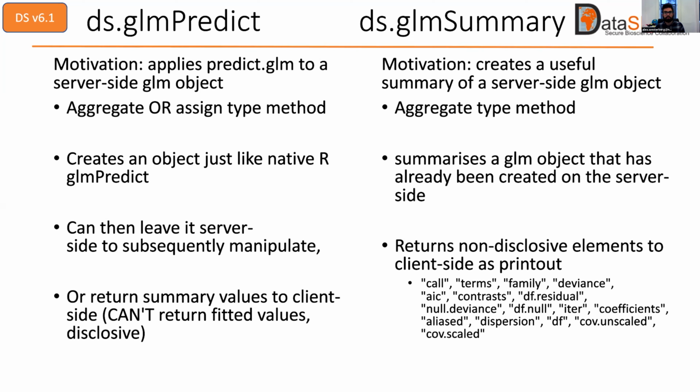Sorry, yeah. So then moving on to GLM summary. In base R, the summary will be a small table printout of the key GLM object attributes. Because this is bringing back information to the client side, we're calling that the aggregate type method. It only returns some elements of the base R GLM summary. The ones that were deemed to be disclosive were left out of our customized DataSHIELD function.